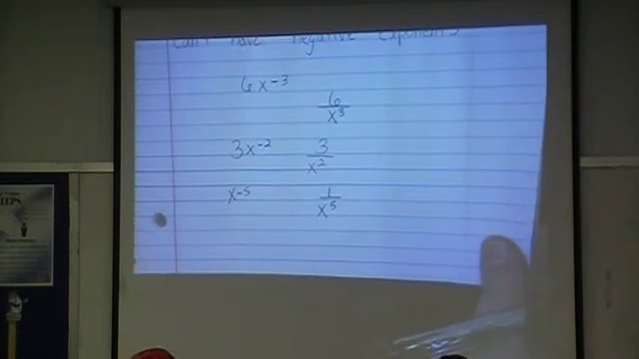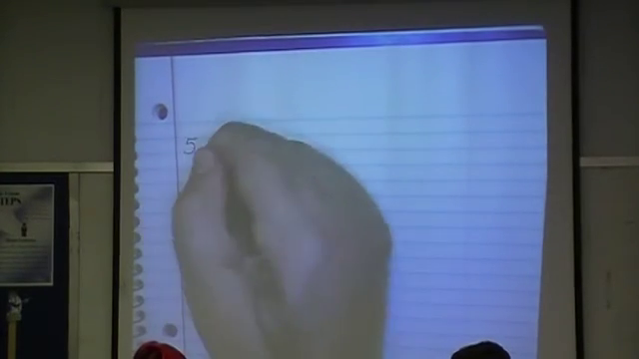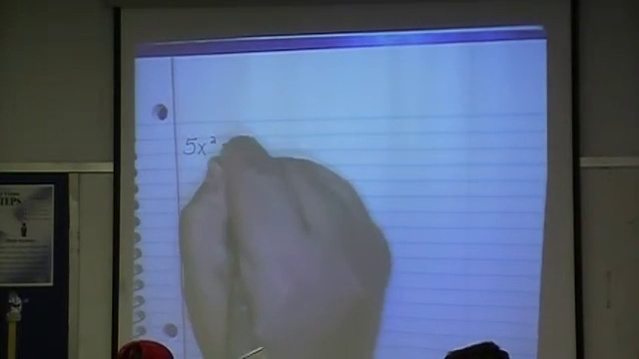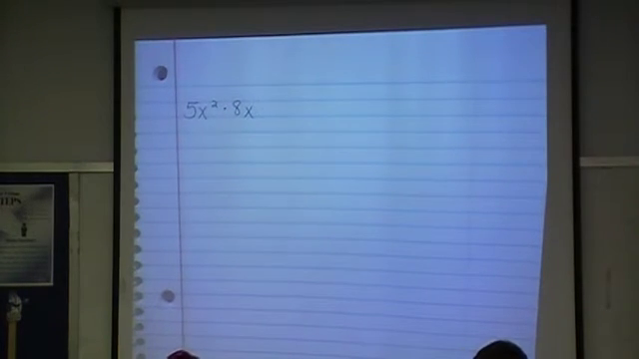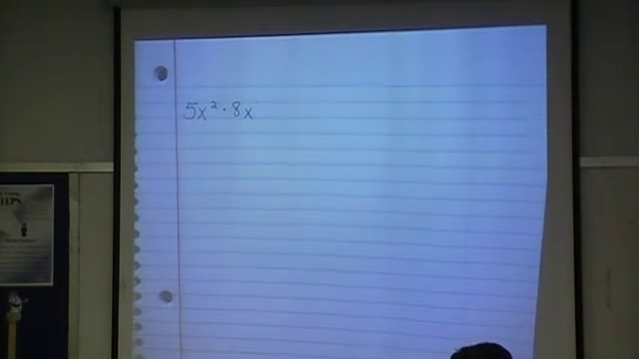So we're going to go through some of these. Okay? Has everybody got that written down? You're multiplying exponents. You multiply your whole number. You add your exponents.